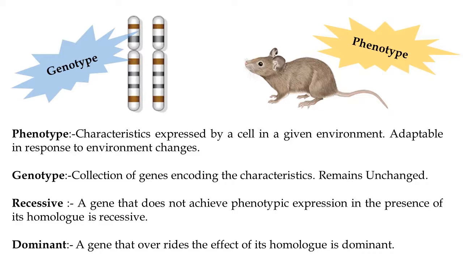Now, phenotype and genotype. Phenotypic characteristics are expressed by a given character in the environment. They are externally visible characters. Genotypic characters are basically the genes which encode those characters. They are a collection of the genes, and they remain unchanged. A gene that does not receive its phenotypic expression is termed a recessive gene. The gene which overrides the effect is termed a dominant gene. The best example from Mendel's law is a dwarf and a tall plant. The tall is the dominant character, the dwarf is the recessive character.